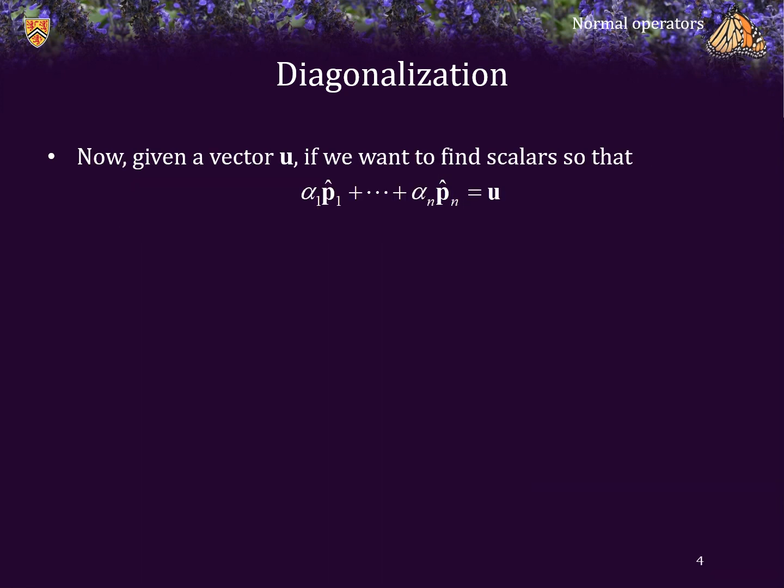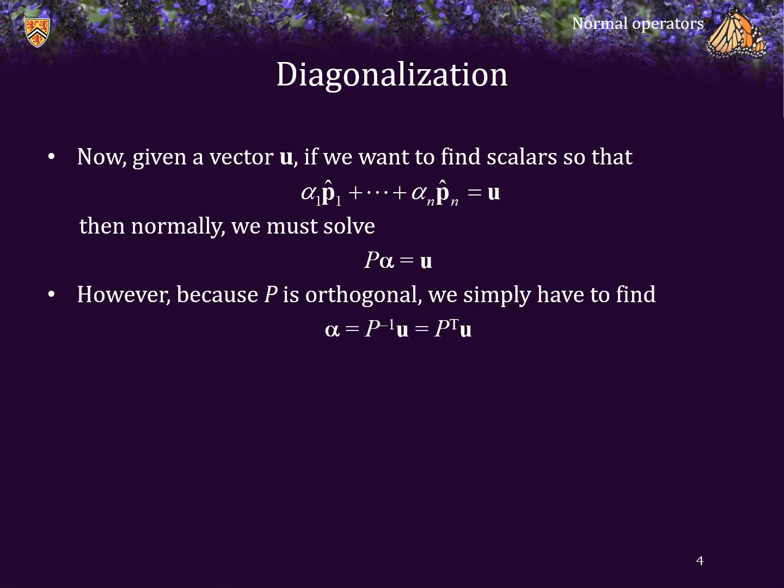Now, given a vector u, if we want to find scalars alpha 1 through alpha n such that this linear combination of this orthonormal basis equals the target vector u, then normally we would have to solve this system of linear equations for the unknown vector alpha. However, because P is orthogonal, all we have to do is multiply u by the transpose of P. That is something that can be done without any issue of numerical instability.